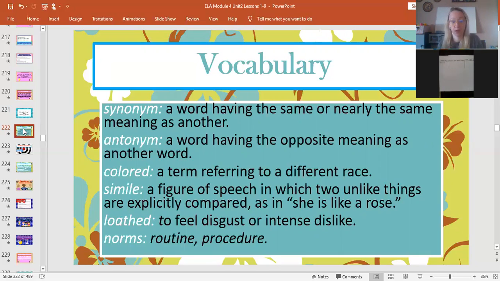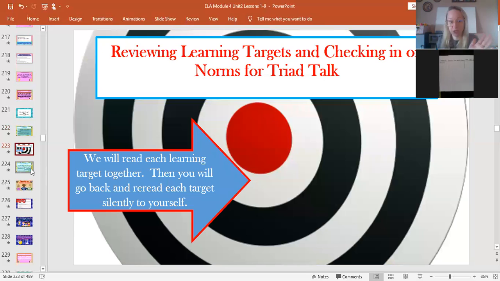A simile, a figure of speech in which two unlikely things are compared, usually uses like or as. She was like a rose. Loathed. When you loathe something, you feel disgusted or intense dislike. Norms. It's a routine. It's a procedure. It's something we do all the time. It's the norm.